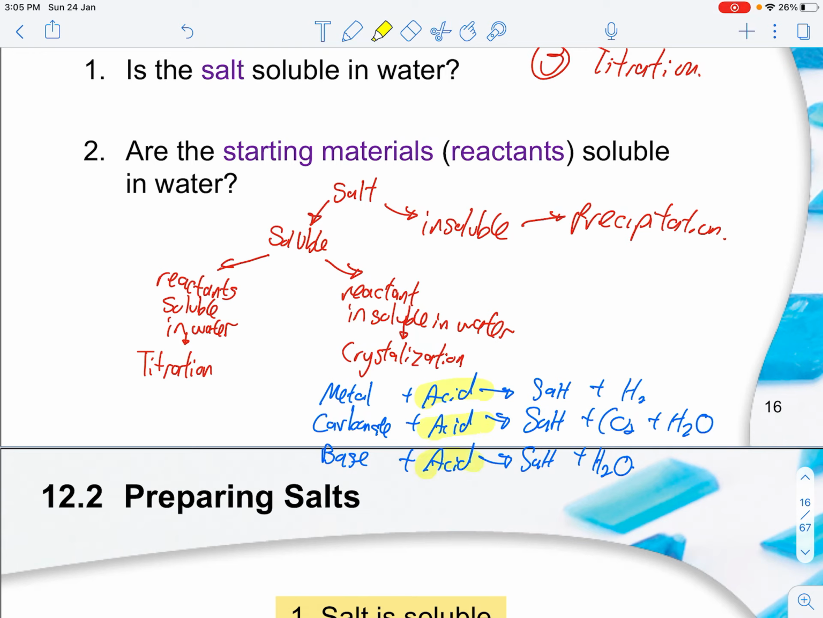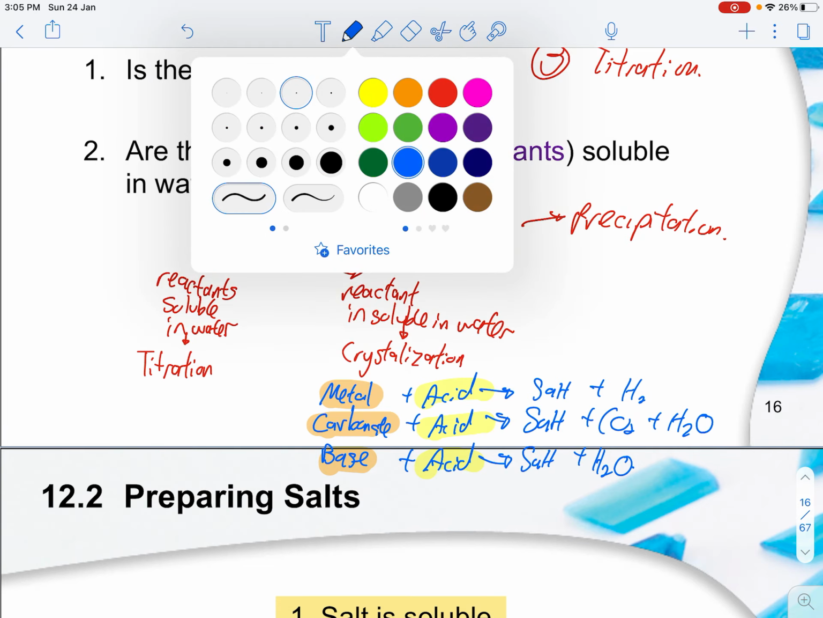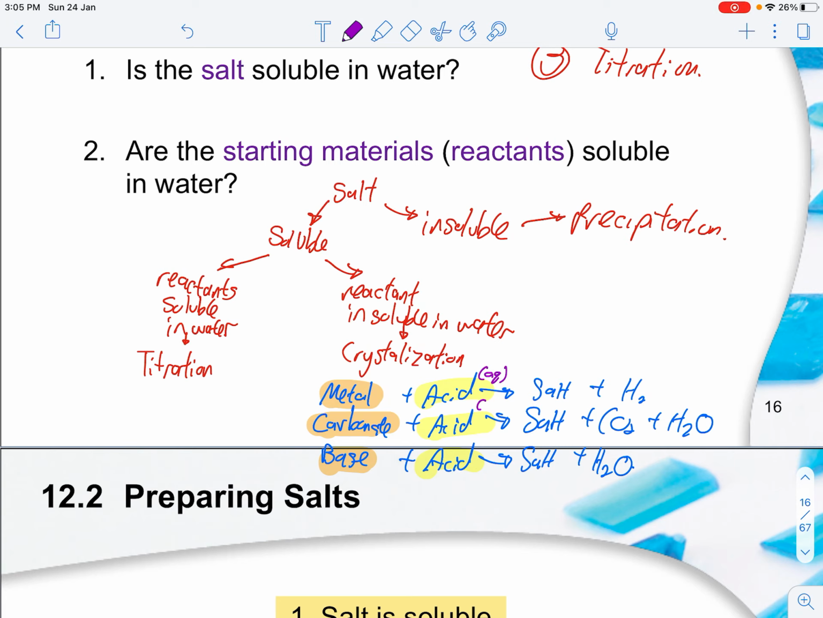One thing to note is that your acid is always soluble. An acid is a substance that, only when dissolved in water, is able to release H plus ions, and then it's considered an acid. So the reactant that is insoluble in water has to be either your metal, your carbonate, or your base. And how do you see it from your state symbol? Anything that is able to dissolve in water, we usually use the aq symbol, whereas anything that is insoluble, of course, we use the word solid.